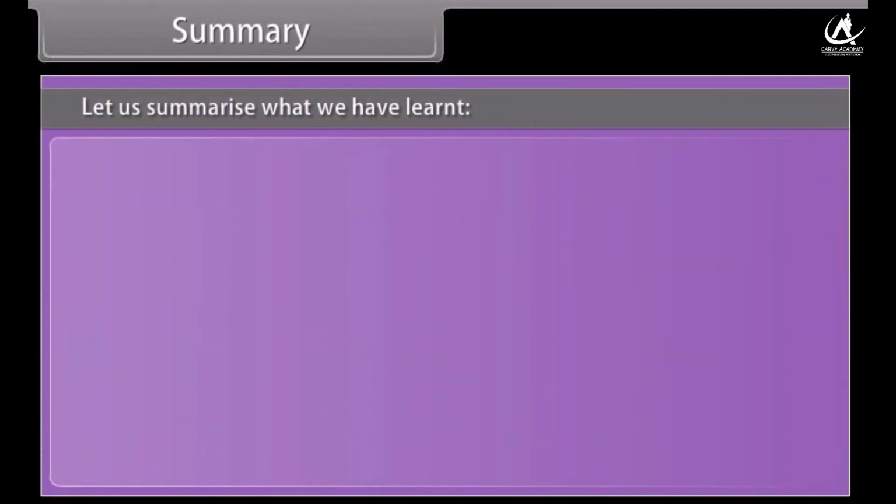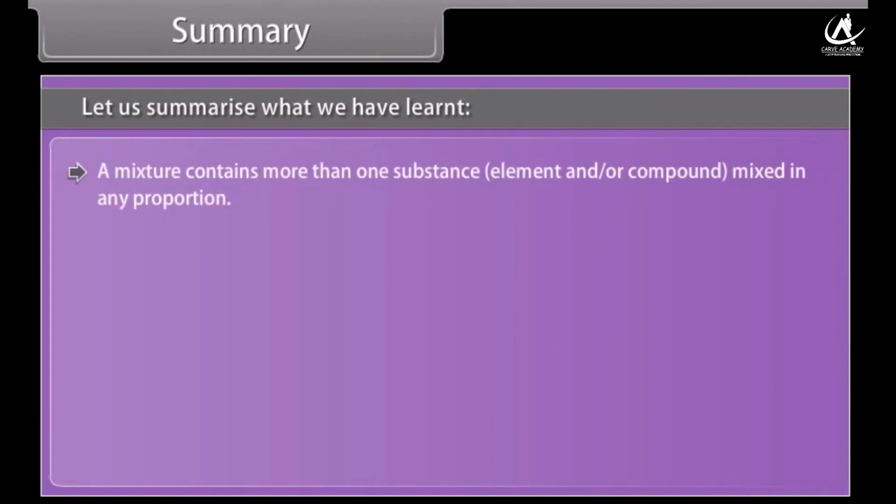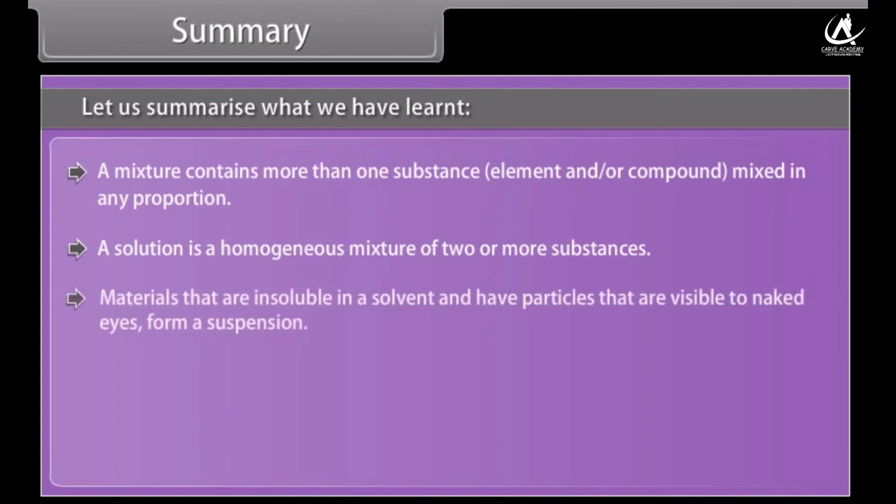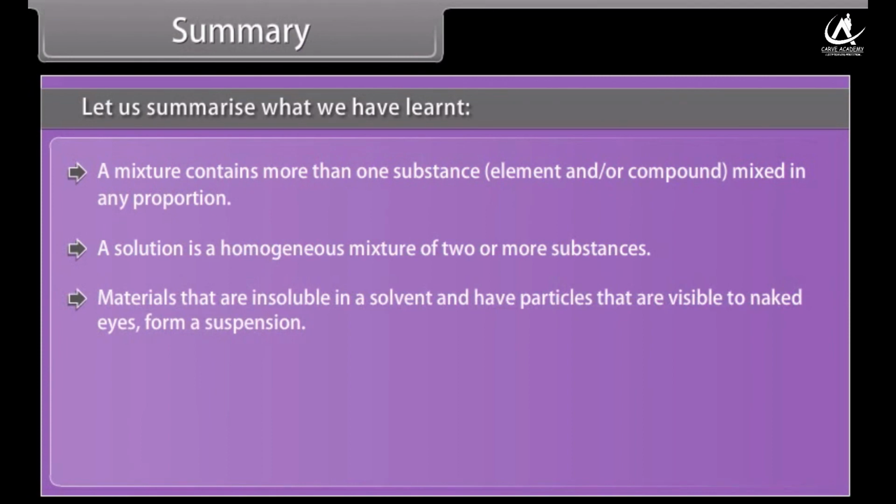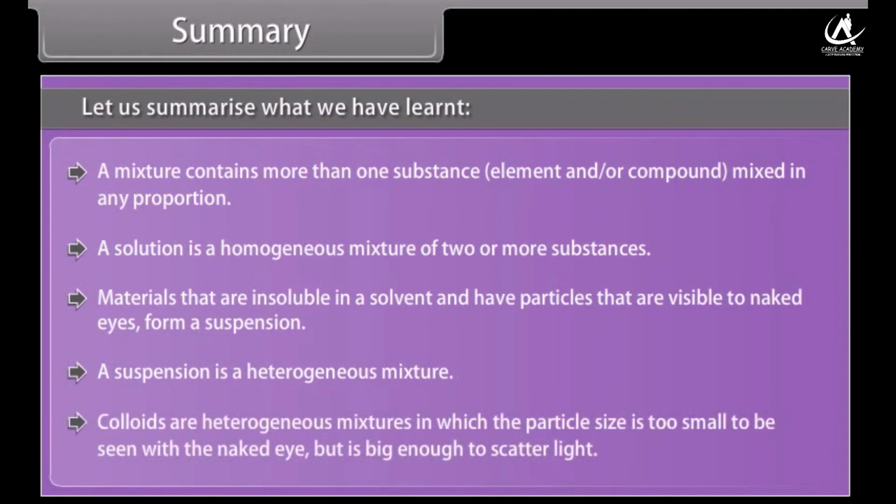Let us summarize what we have learned. A mixture contains more than one substance, element or compound mixed in any proportion. A solution is a homogeneous mixture of two or more substances. Materials that are insoluble in a solvent and have particles that are visible to naked eyes form a suspension. A suspension is a heterogeneous mixture. Colloids are heterogeneous mixtures in which the particle size is too small to be seen with the naked eye but is big enough to scatter light.